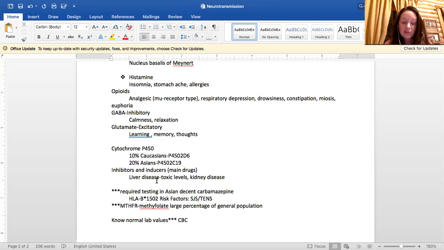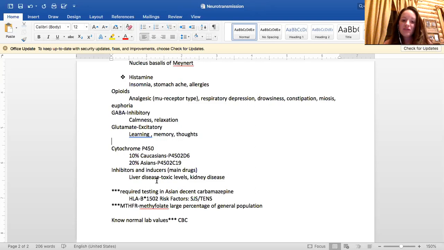A couple others that I put in here just for your own research that you're going to want to look at, the HLA-B 1502 and MTHFR. FDA actually requires testing for anyone of Asian descent for some specific drugs. I put that on here for you to just note, also because of the risk factors associated with Stevens-Johnson syndrome and TEN. Again, you just want to be aware of some of those things.